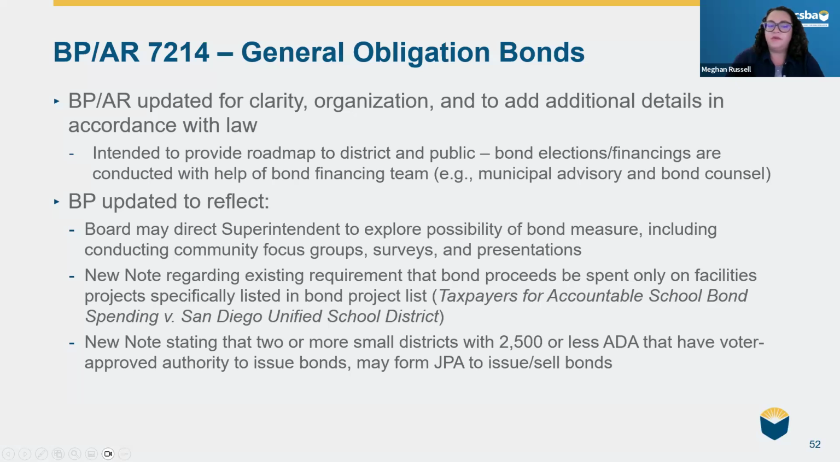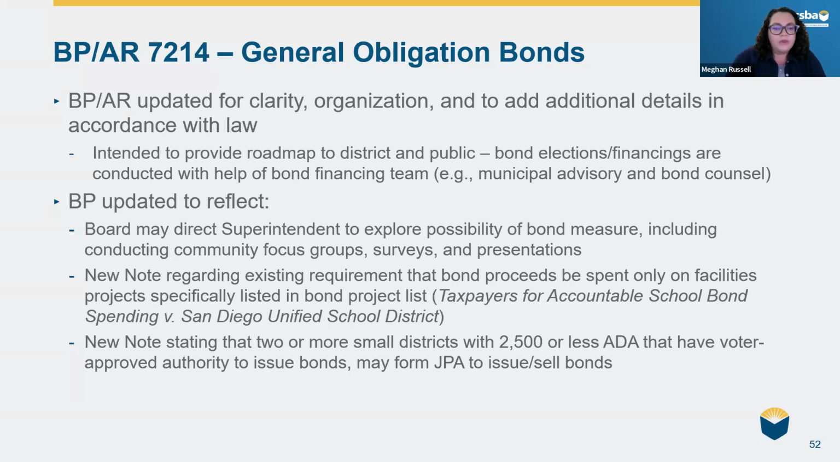We've also revised our policies on general obligation bonds. There's both a BP and an AR. And there's not a lot of new law in this area, but what we did through these policies is organize them for clarity, add additional details in accordance with law to kind of provide a roadmap for the district and the public. But I think it's really important to know these are really complex financial and elections situations, and then it's really important to have the help of a bond financing team. So that's somebody like a bond counsel, municipal advisory, things like that.